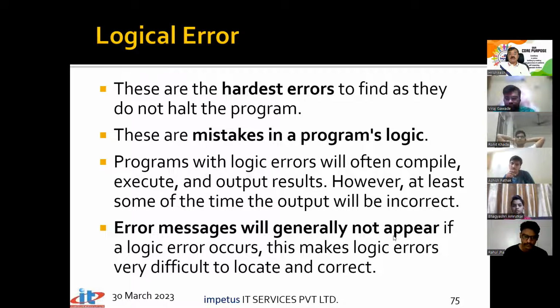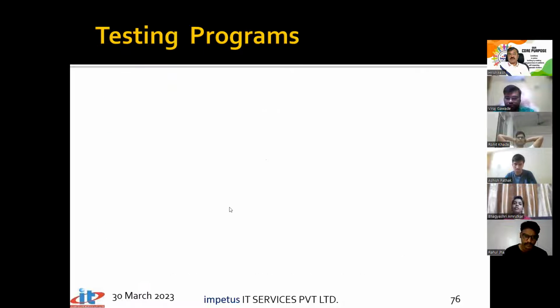Error message will generally not appear. If there is an error message, good. But if there is no error message, what can I do then? When a logic error occurs, it makes the logic error very difficult to locate and correct. So you have to take utmost precaution that there are no logical errors in the logic code that you write.